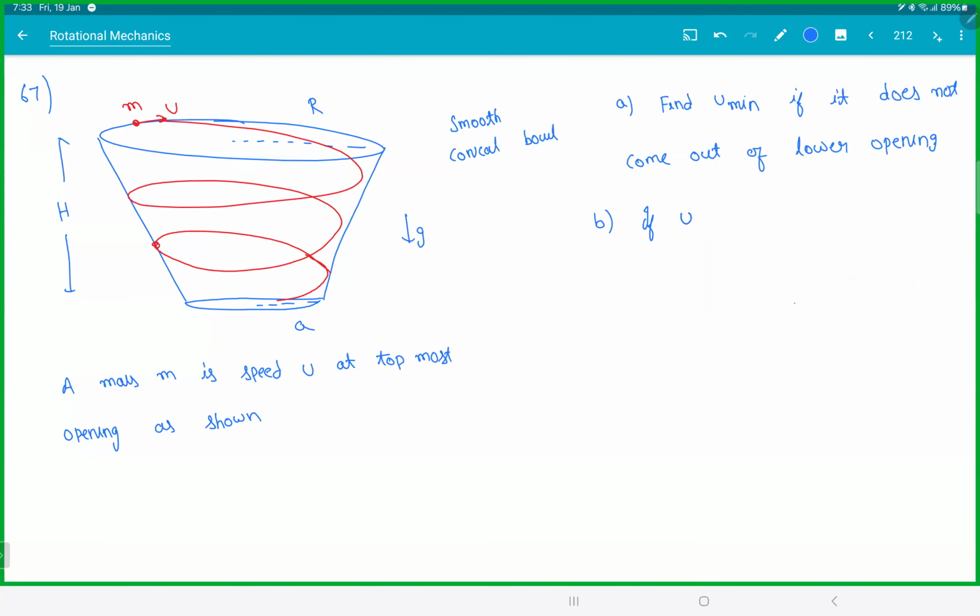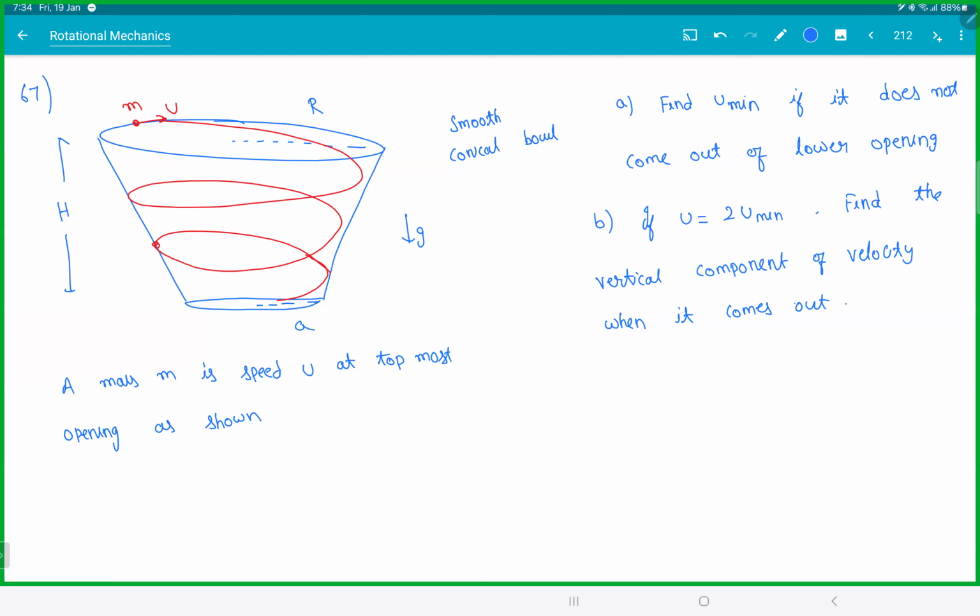And suppose you give u as 2 times the minimum, find the vertical component of velocity when it comes out. So when it comes out, what is the y cap component of velocity? First, let's get the first part. Anyone who didn't understand the diagram, what is happening, please ask.